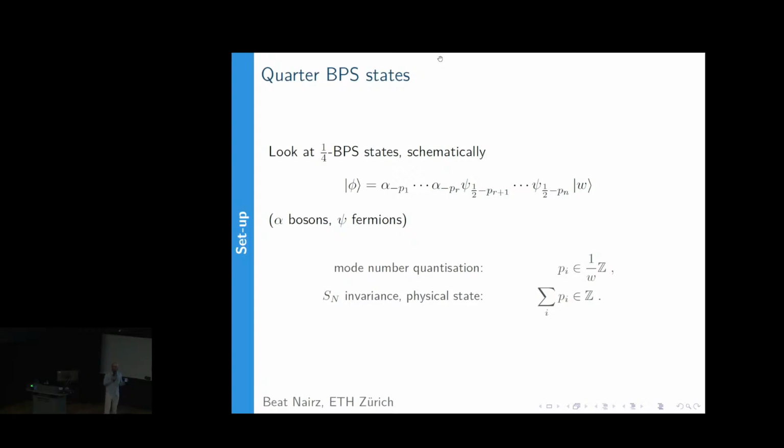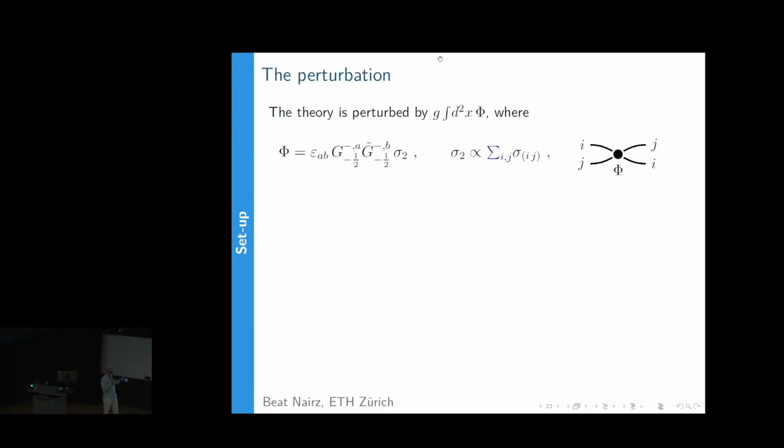That's the free theory. Now this theory is perturbed by an exactly marginal coupling called phi. This is a supercharged descendant of sigma 2, where sigma 2 is, big surprise, a twist field. It's a sum of all transpositions, and it's depicted here in the top right. You can think of it as interchanging two colors.